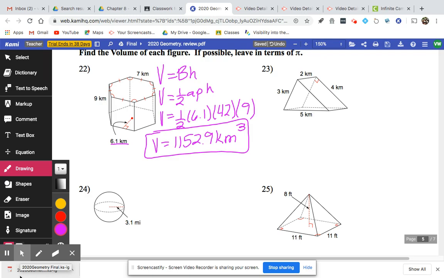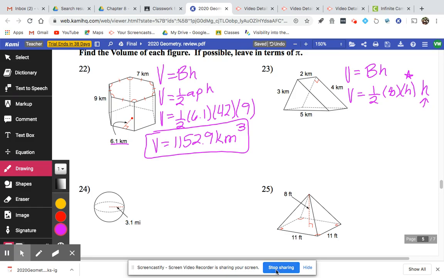Number 23. Here we've got a triangular prism. So volume, once again, base times height. My base is a triangle. So here, I'm going to have 2 heights. That's supposed to be a base. That's a height. Now, we've got to be careful what we put for each one. This height here goes with my triangle. This height is the height of the prism itself.